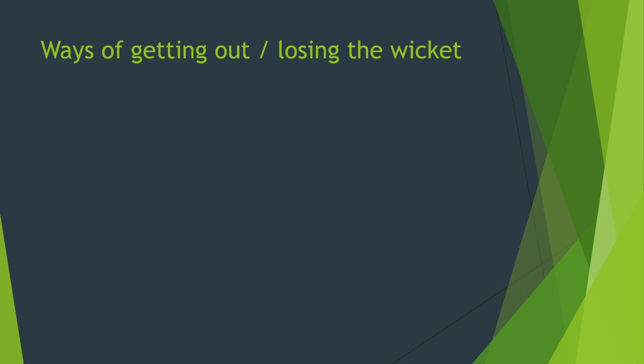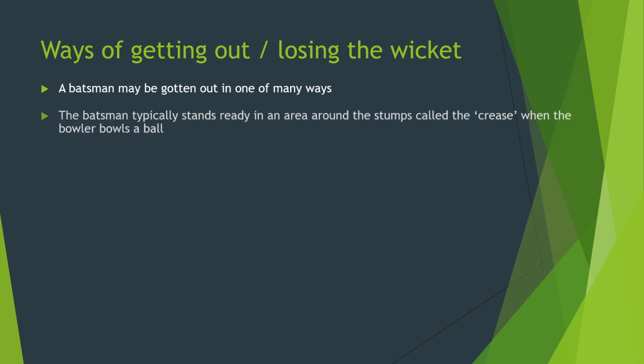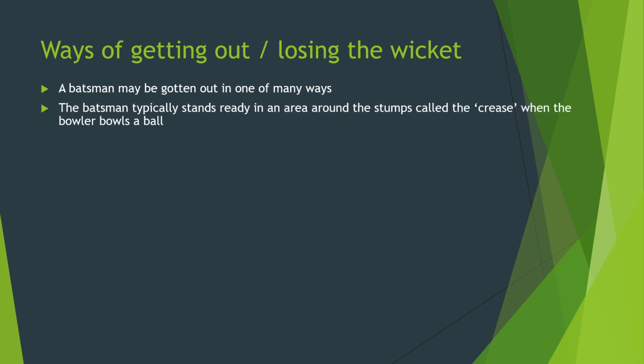So how does a batsman get out? There are a few ways. A batsman typically is waiting at the batting crease, and the bowler comes in and bowls the ball at the batsman, and here are the ways the batsman could get out.